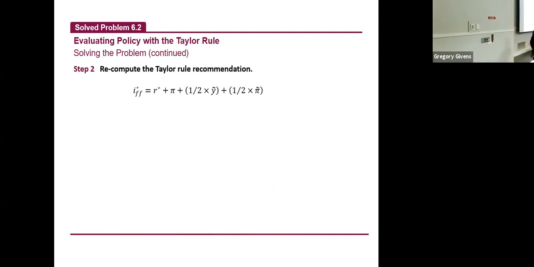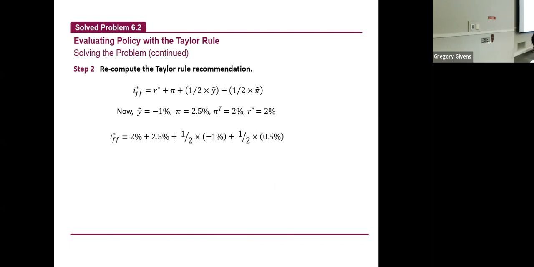Again, just write down the Taylor rule to start with. You will make far fewer mistakes if you just start there, okay? The output gap is now negative 1%. Inflation is 2.5%. The target rate of inflation is 2%. And the real equilibrium funds rate is thought to be 2%. Plugging that information into the right-hand side gives us a target federal funds rate of 4.25%.